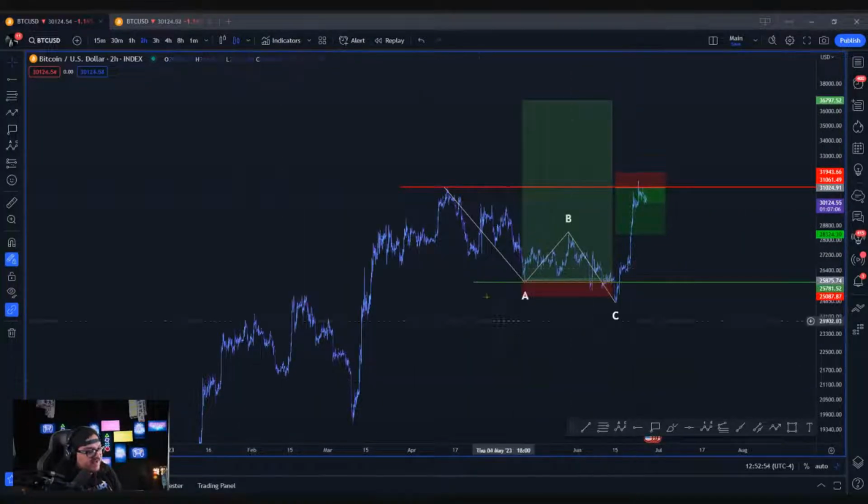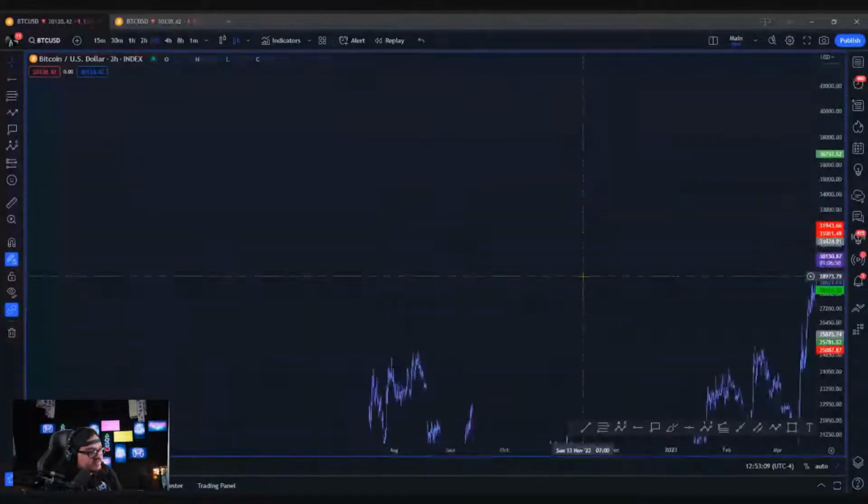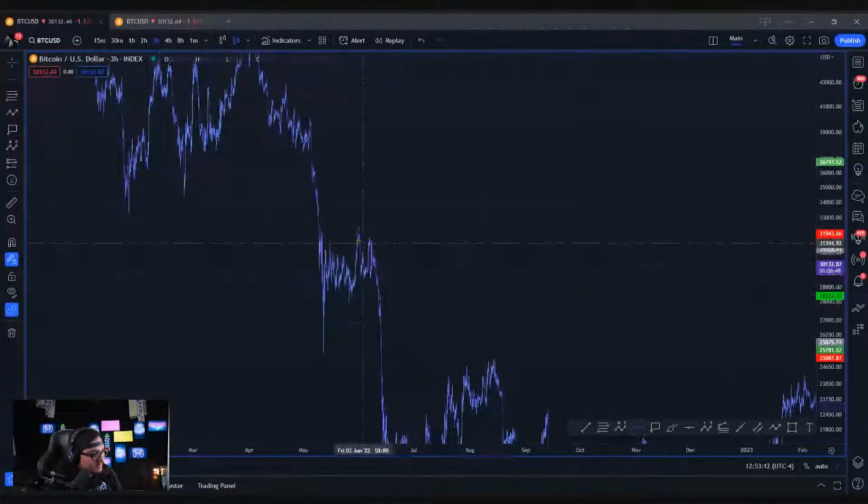So first things first, we have to reclaim back above the previous high at around 31,061, which, depending on which exchange, can vary, but that's the previous high here. Once you can get above that, we have to look back a little bit and see what the areas of resistance are.